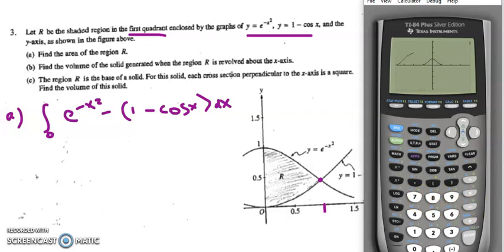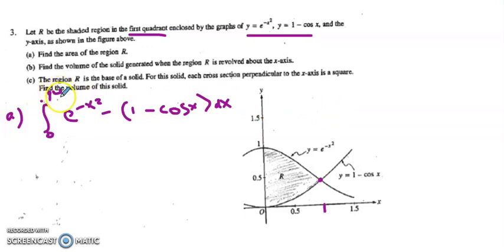There's my e to the negative x squared, and here comes my 1 minus cosine x. I'm looking for this intersection point right here. Do the second calc, and I need intersect. I'm going to move my cursor over toward the point of intersection and hit enter 2 more times, and I find out that that x value is actually 0.9419.